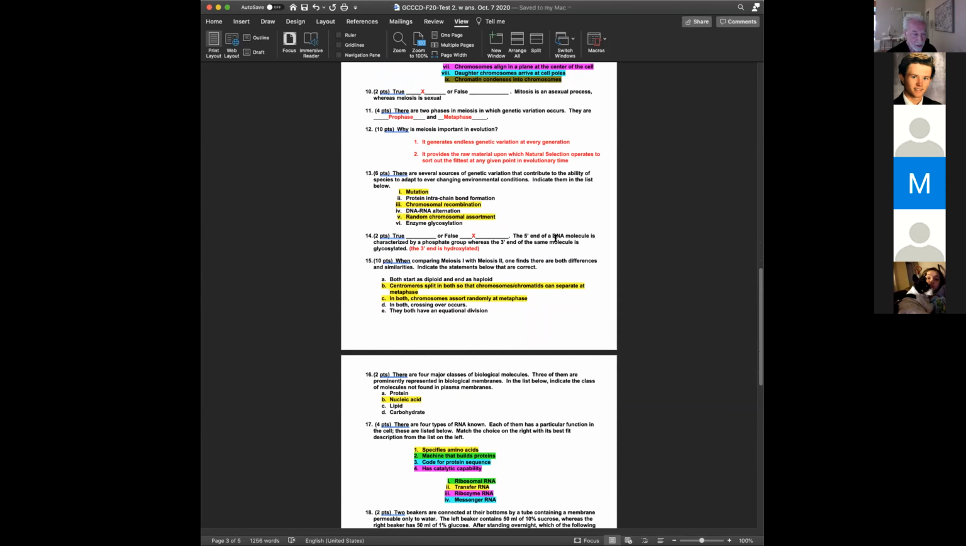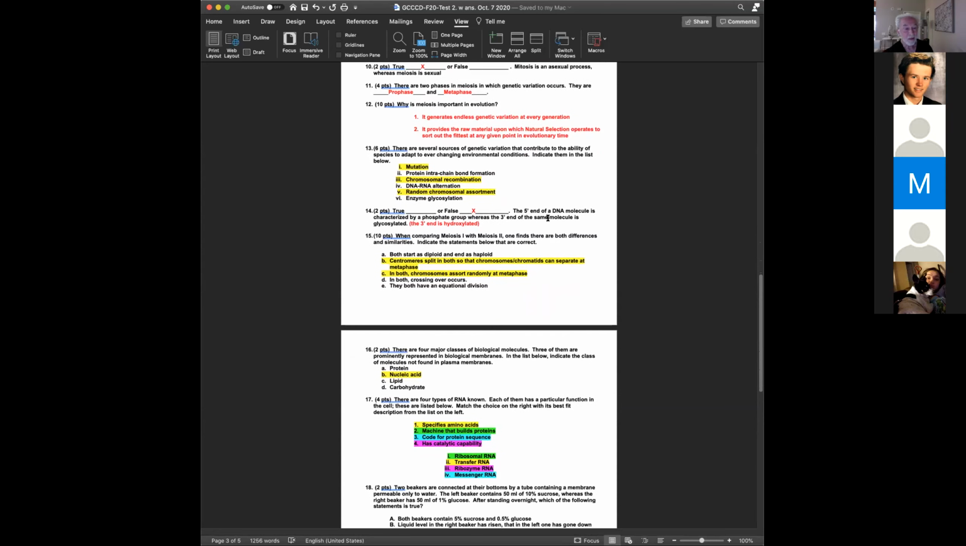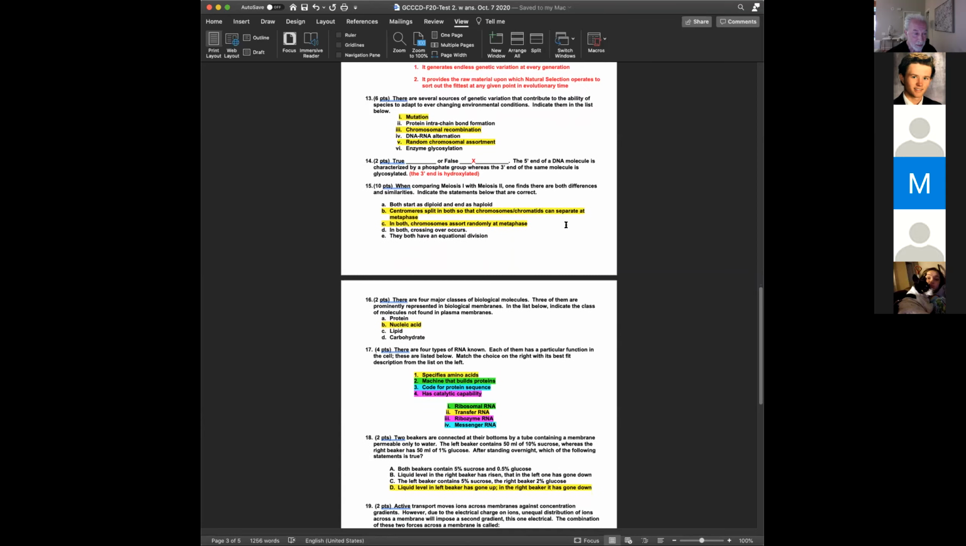And then we have the question about 5' and 3' ends. Again, I've asked you this before. This turns out to be false. The 5' end is a phosphate group. The 3' end is a hydroxyl group. It's not glycosylated. So that's false.